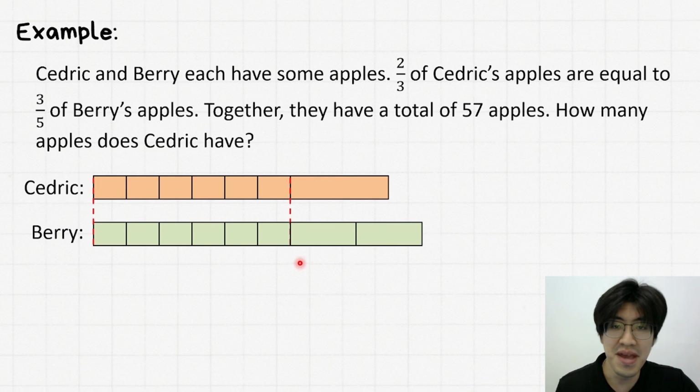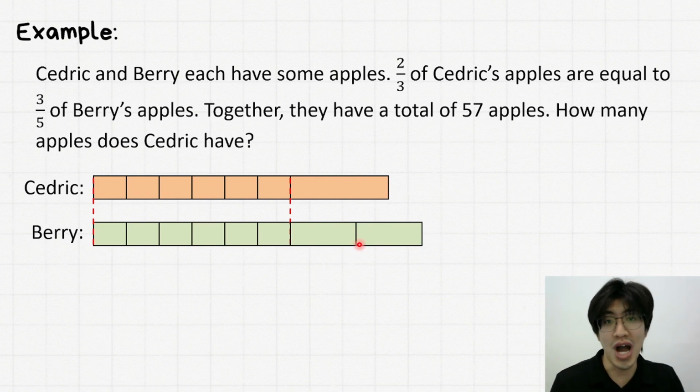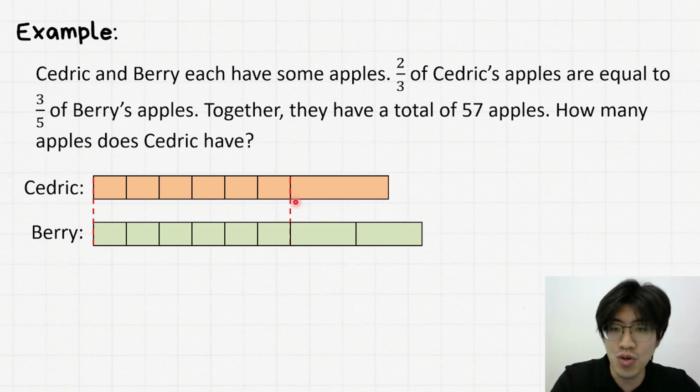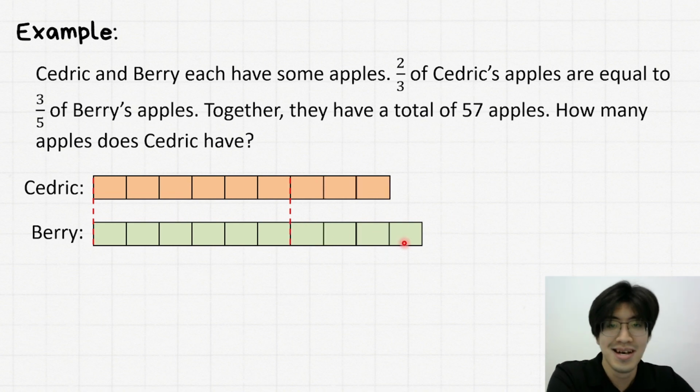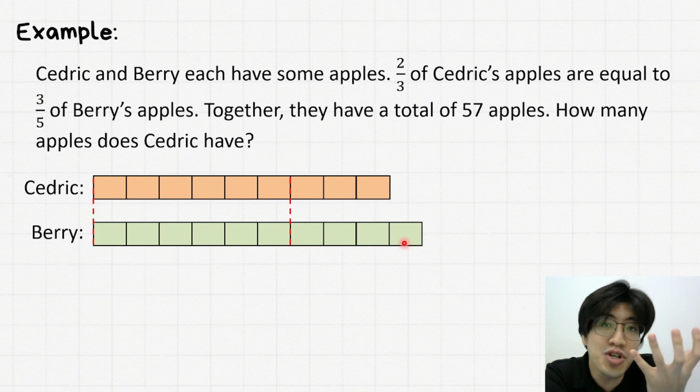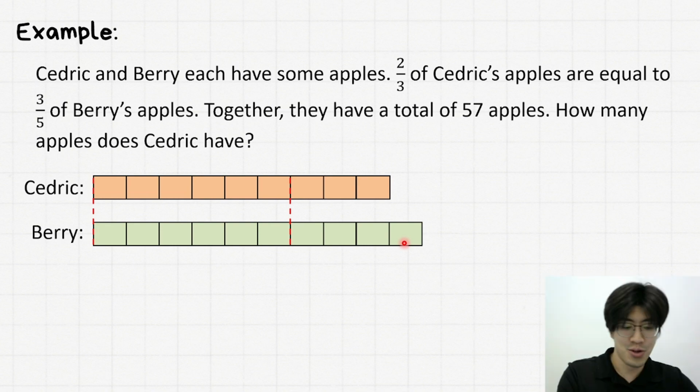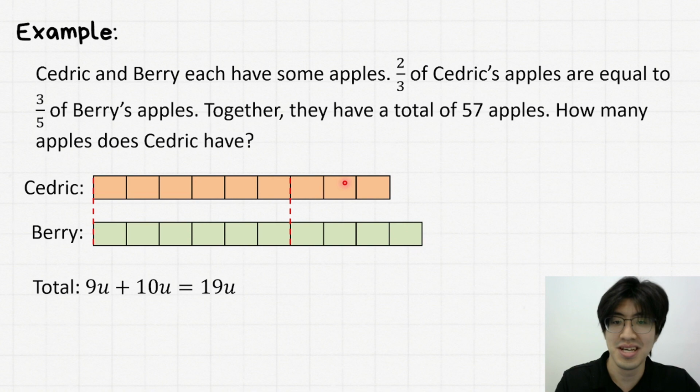Now, what about the remaining 3 parts over here? Well, we can't just forget about them. We also have to slice them up according to what we have done over here. So for the top one, into 3 parts, and then for the second one, each into 2 parts. So there we go. And now you can see that in total, we have how many units? We have 19 units. So 9 units to the top and then 10 units to the bottom.